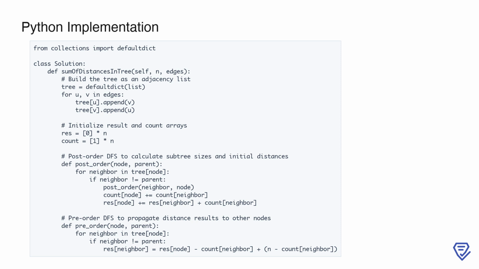This function is a depth-first search, DFS, that calculates the size of each subtree and the initial distance values. It recursively visits child nodes, skipping the parent to avoid revisiting the same edge. As it traverses back up the tree, it updates the count array to reflect the size of the subtree and adds the cumulative distances from children to the current node's result in the res array. This step sets the foundation for the next traversal, where we will propagate these results to all other nodes.